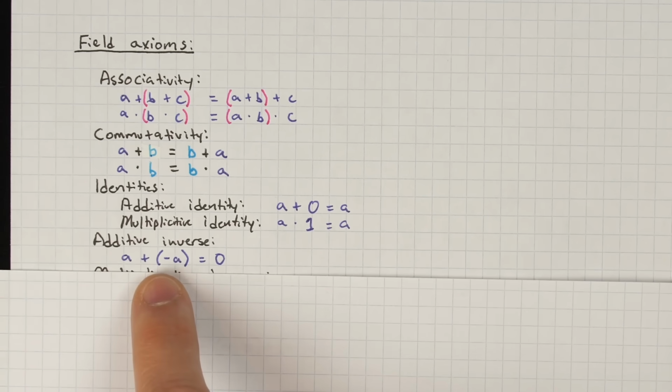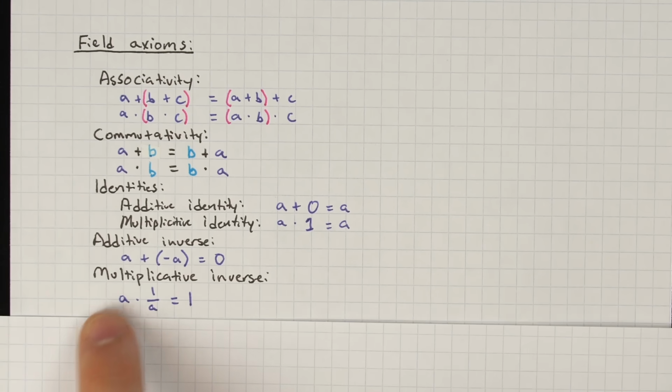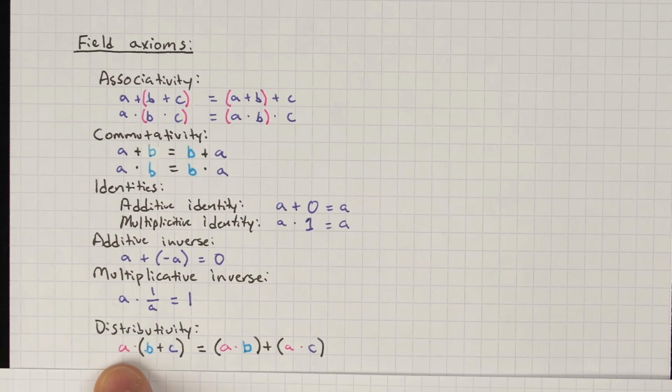You also need to have an additive inverse. So something where if you add a number to its inverse, you get 0. You need a multiplicative inverse, which is some number, 1 over a, for example. If you multiply a number by its inverse, you get 1. And finally, your rules of addition and multiplication have to be distributive. They have to follow this rule of a times (b plus c) equals a times b plus a times c.